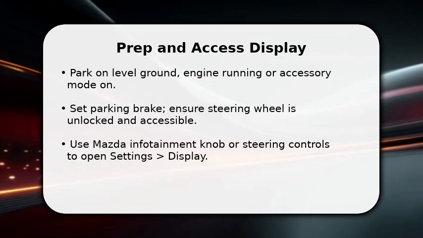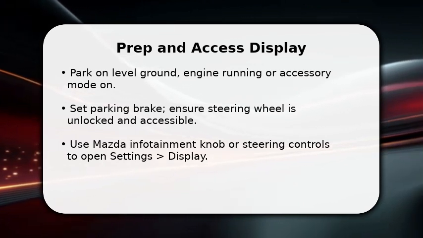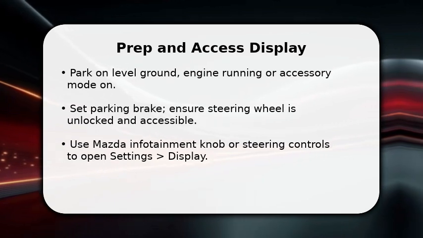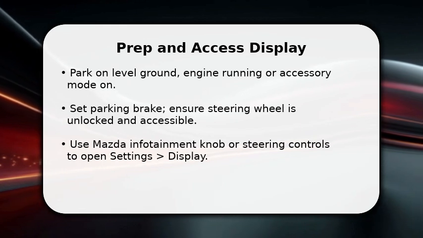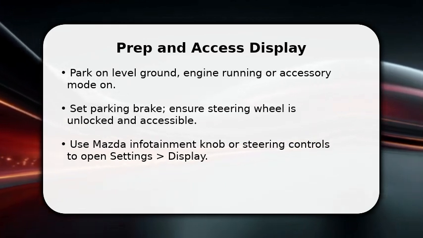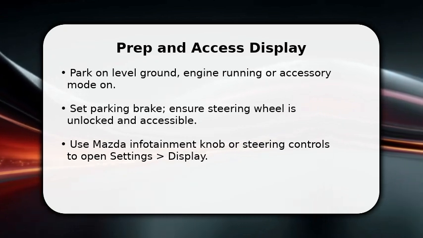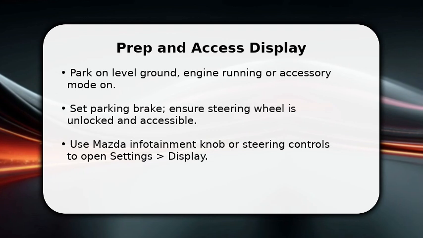You start with safety. Park, set the brake, and keep the car in accessory or run mode so the system stays active. Next, locate the Mazda commander knob or steering display buttons. These are your primary inputs. Once on the home screen, rotate or press to reach settings, then choose display or active driving display. You do this now because changing display behavior requires the system to be live and responsive.